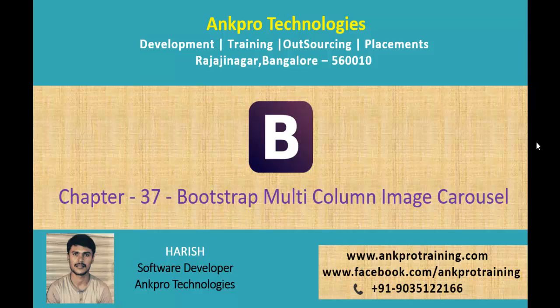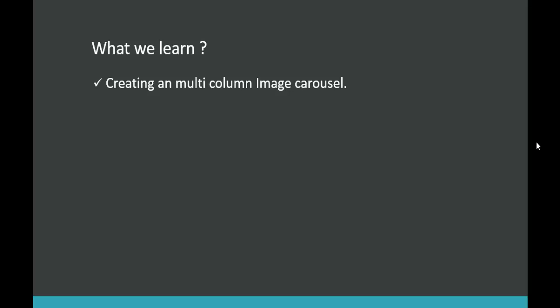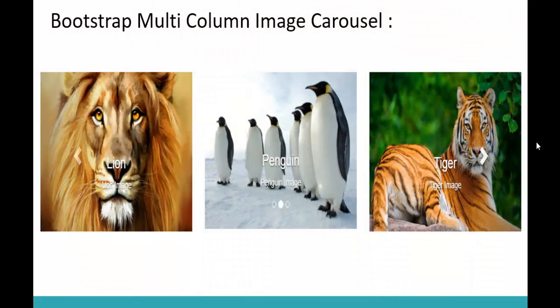My name is Harish. In this session, we are going to learn how to create a multi-column image carousel. Right now, let's understand that very clearly. This image represents the output of this session. At the end of this session, we are going to build this type of multi-column image carousel. As these dots represent, this carousel is going to have 3 slides and each slide is going to have 3 columns in it.